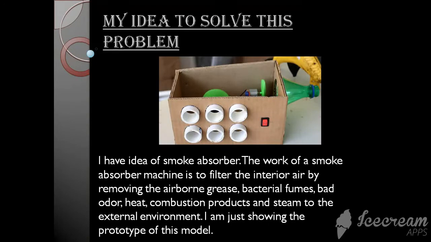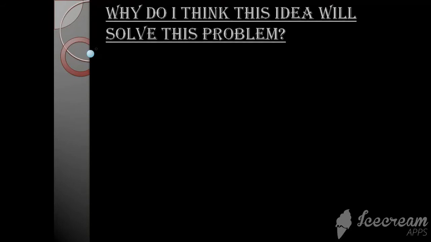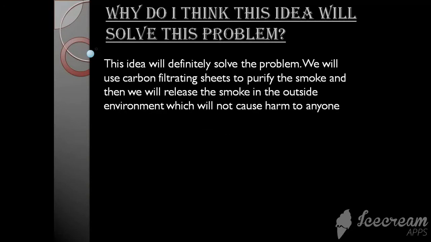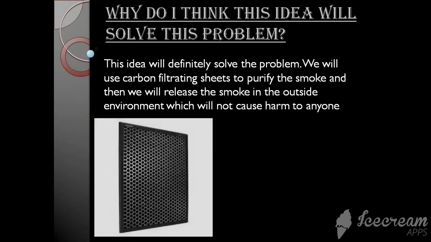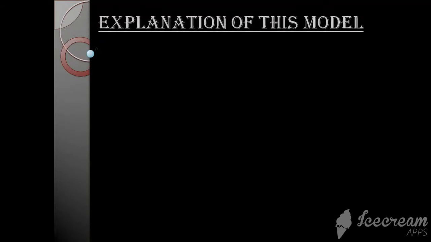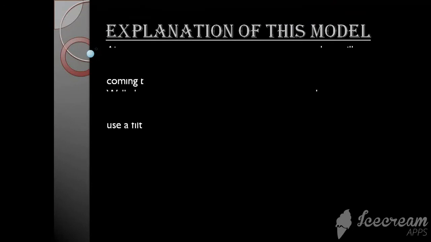Well, the best solution for this problem is a smoke absorber with an integrated fume extraction fan and carbon filter. This nifty little invention allows the fan to use a filter while pulling in the fumes. This filter cleans the interior air by removing airborne grease, bacterial fumes, bad odor, and heat combustion products, and streams it to the external environment.